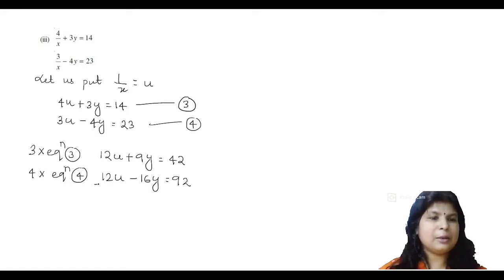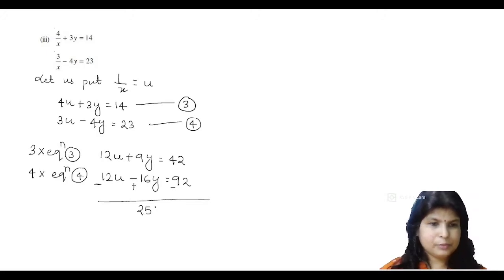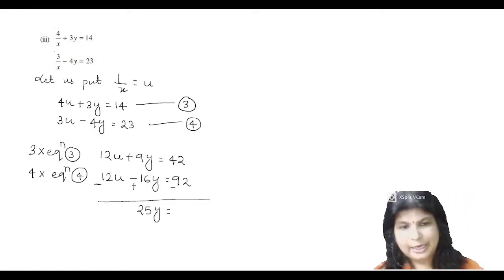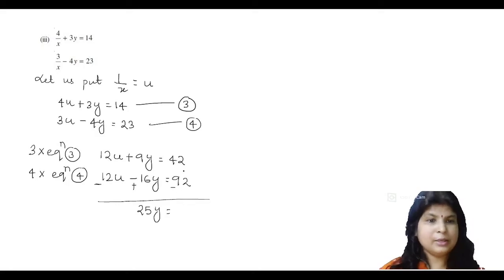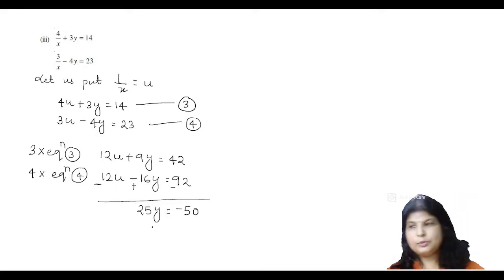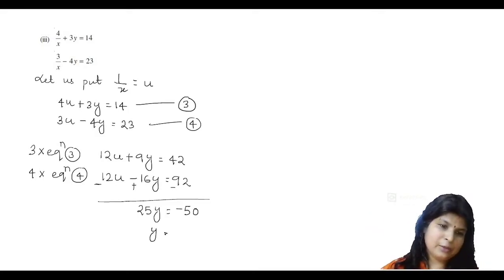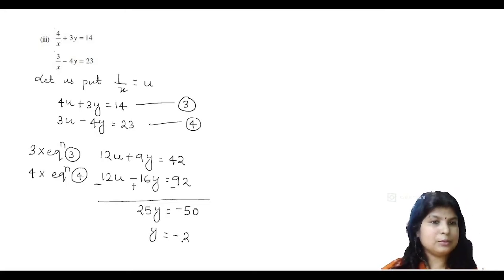Correct or not? Now I will just subtract it. So here minus and here plus and here it is minus. So what you will get is 9y plus 16y is equal to 25y is equal to minus 92 and you have plus 42 here. Correct. So you will get minus 50. So what will be your y value then? So your y value will be equal to minus 2.